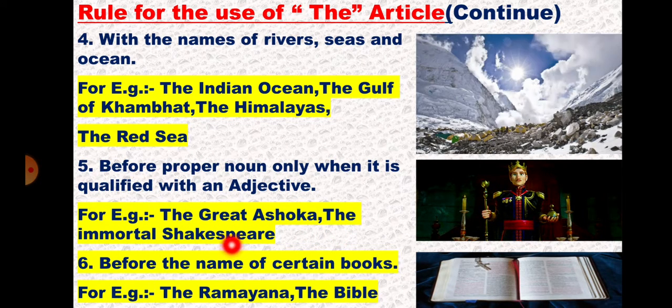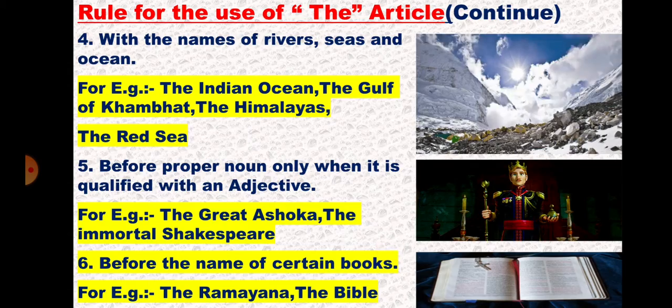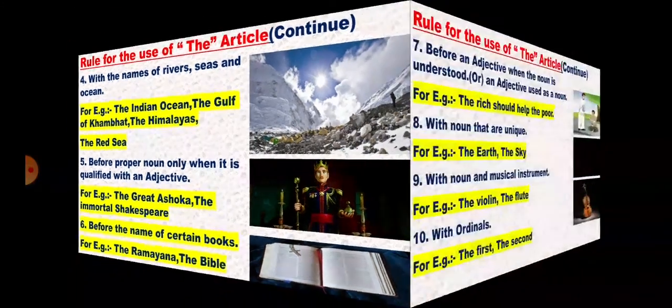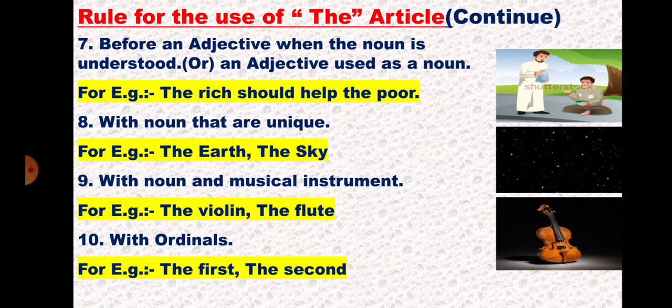Sixth, before the names of certain books. For example, the Ramayana, the Bible. Seventh, before an adjective when the noun is understood, or an adjective used as a noun. For example, the rich should help the poor. So here the noun is understood. We are talking about rich people should help the poor people. So at that time also we are using the article the.